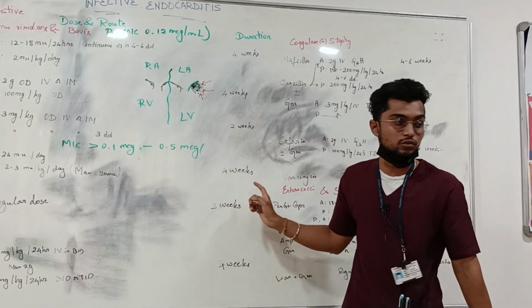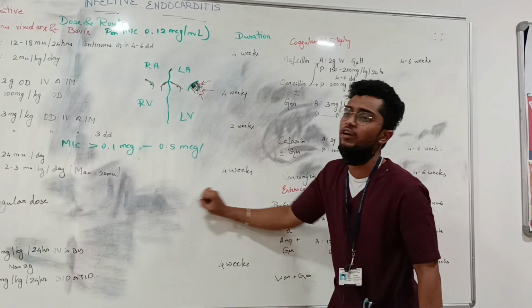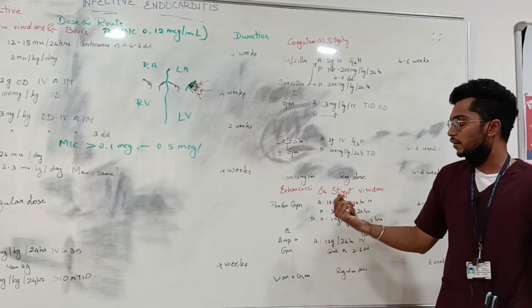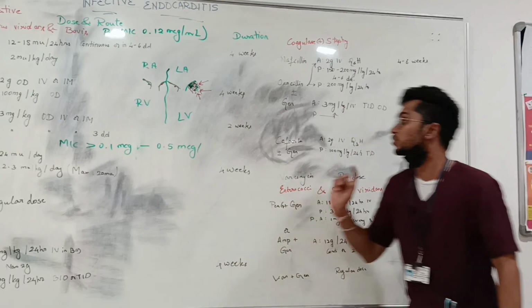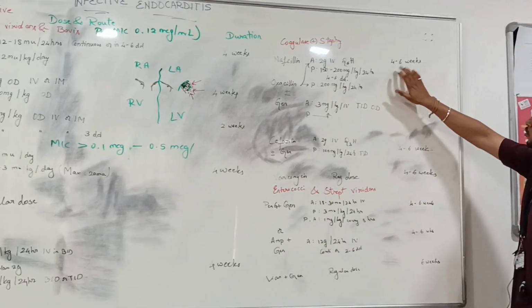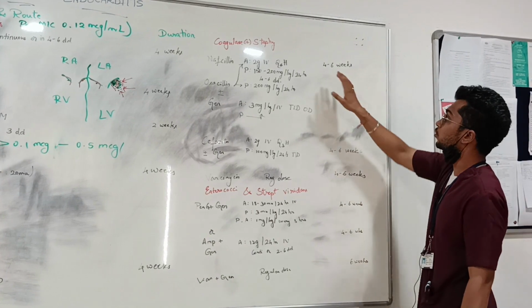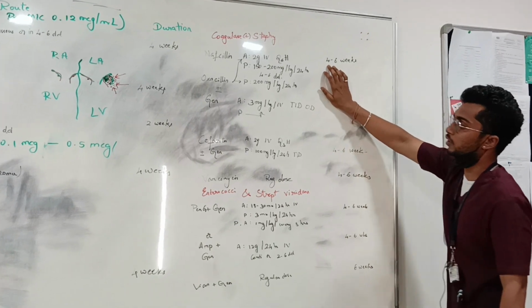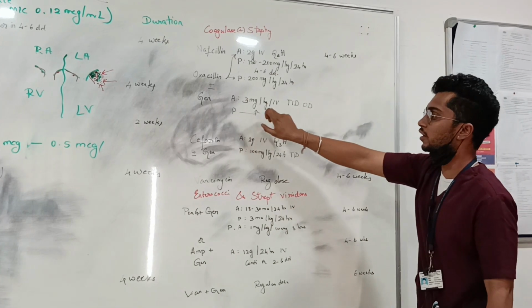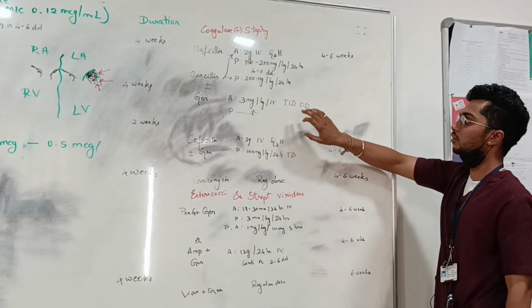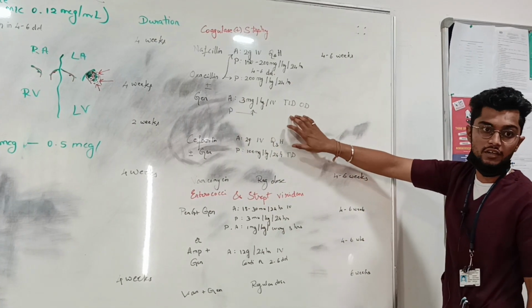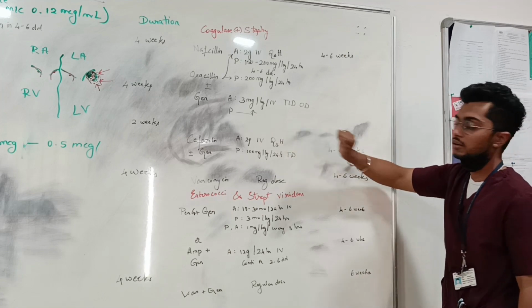Gentamicin and ceftriaxone also, 2 weeks is not usually recommended. And again, vancomycin also 4 weeks. So here 4 to 6 weeks. It depends on the patient's tolerability to the antibiotics again. But mostly it should be at least for 4 weeks. Then gentamicin 3 mg per kg IV, TID or OD. You can give OD or TID depending on the patient's tolerability.